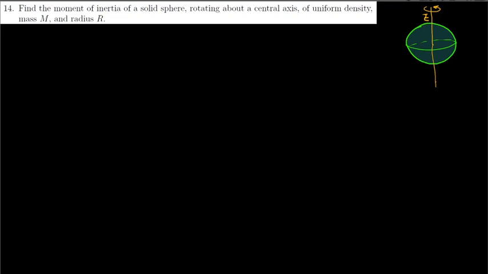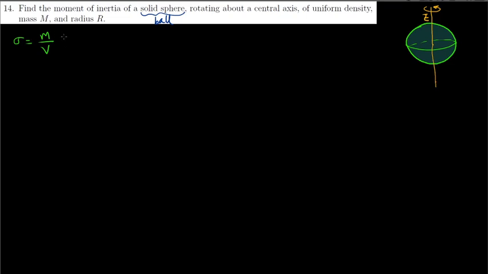Okay, so 13 moment of inertia, 14 moment of inertia. I like this. I like doing the solid sphere here. So find the moment of inertia of the solid sphere. Again, in math, we call that a ball rotating around the central axis, let's say the z-axis, might as well, of uniform density, right? So if the density is uniform, so density sigma is just mass divided by volume.